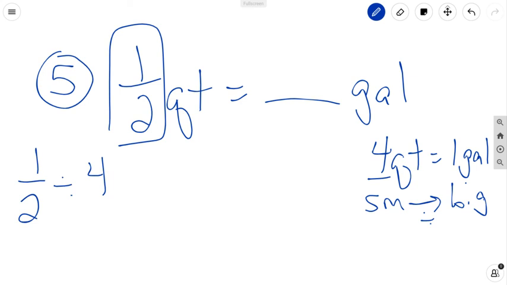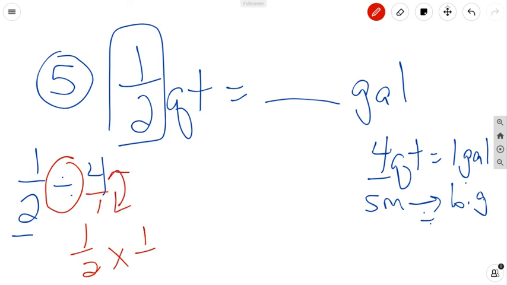Now, this is your division of fractions that we just practiced in the last chapter. We're going to keep the first unit, which is the 1/2, change the sign to multiplication, put the 4 over 1 and flip it. So 4 over 1 becomes 1 over 4. 1 times 1 is 1, 2 times 4 is 8. So 1/2 quart is actually 1/8 of a gallon. That makes sense because 1/8 is less than 1/2. That's about as tricky as it'll get.